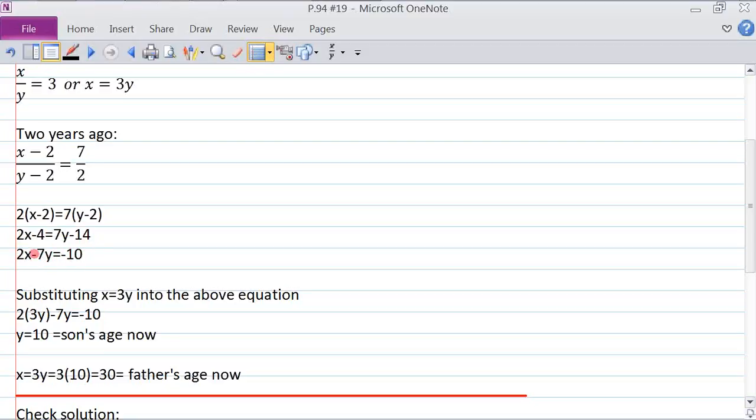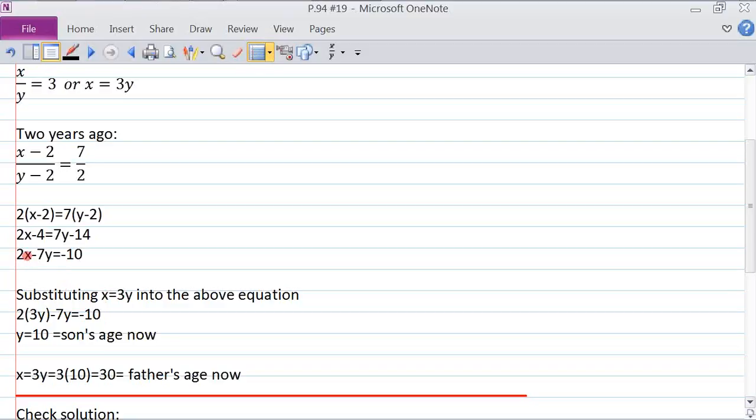Now there's no way to solve this equation because there's two unknowns. So how are we going to solve this? We don't have a method. If we have two unknowns, usually we must have two equations. Well, we do have another equation here: x equals 3y. So what we can do is just substitute for x and replace it with 3y.